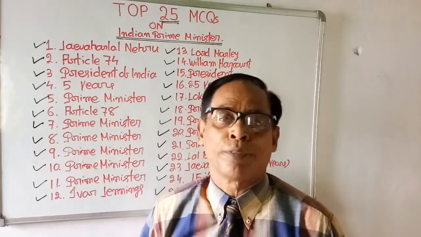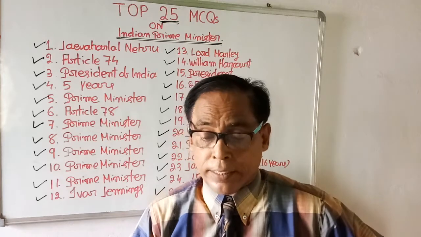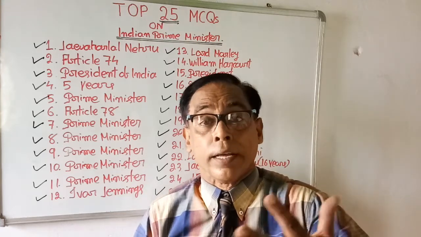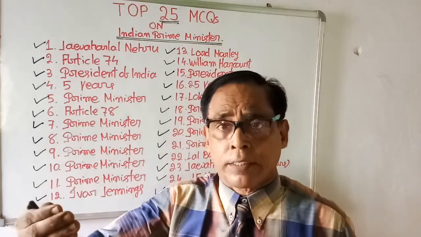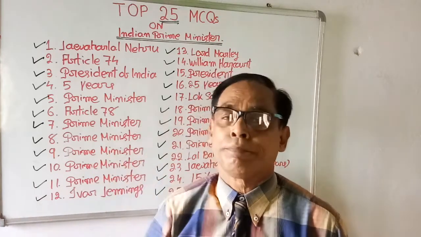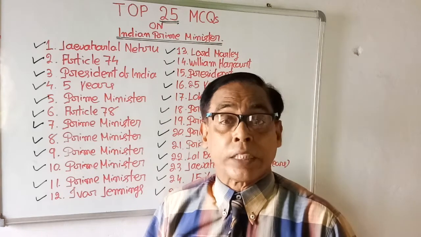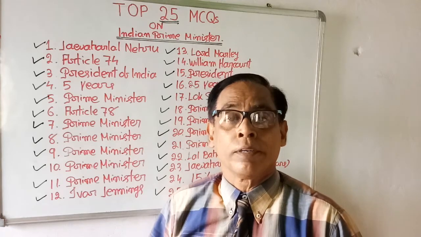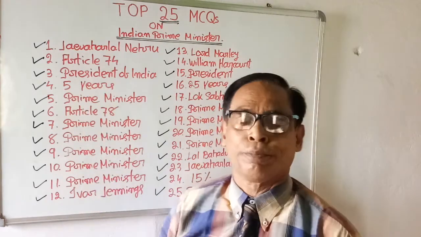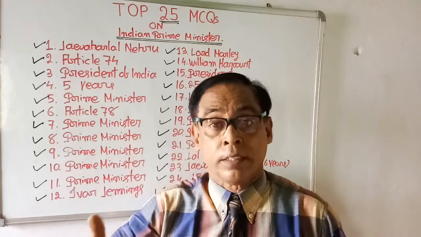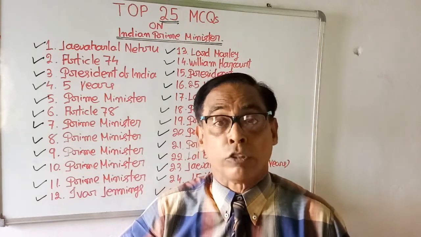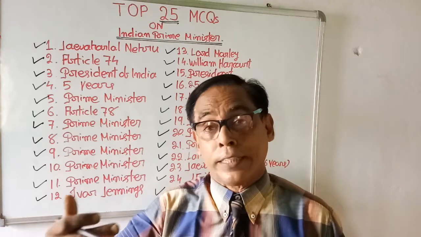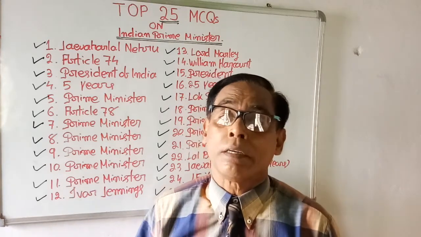Okay, very good. Number two, which article says there shall be a Prime Minister in India? Options are Article 75, Article 72, Article 73 and Article 74. The right answer is Article 74, because Article 74 speaks there shall be a Council of Ministers with the Prime Minister at the head. So Article 74 says there shall be a Prime Minister for India.